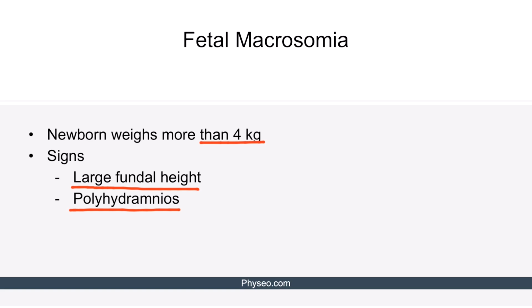Now, as for the amniotic fluid volume, this is roughly proportional to fetal size. In other words, the larger the fetus, the more urine the fetus will produce. So this is why fetal macrosomia is often accompanied by polyhydramnios.